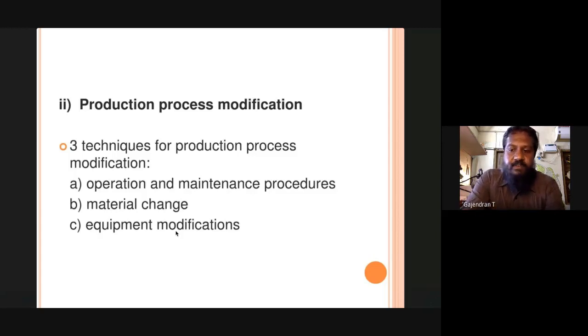Equipment modification, one perfect example I can give you as a user: normally we have taps with a normal running water flow. But in all of these LEED buildings, the taps have a mist kind of flow, which minimizes the use of water. So that's an equipment modification.